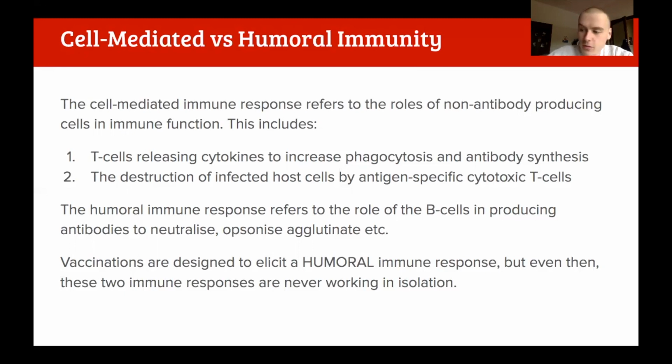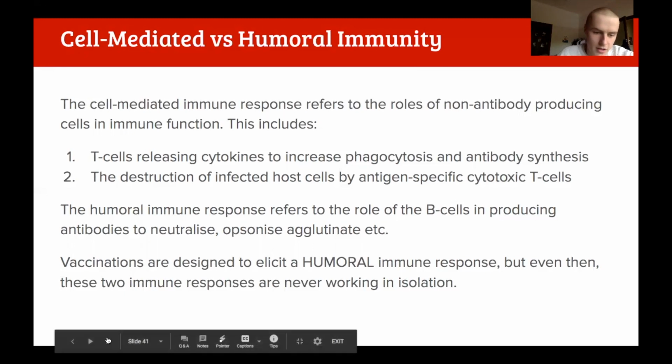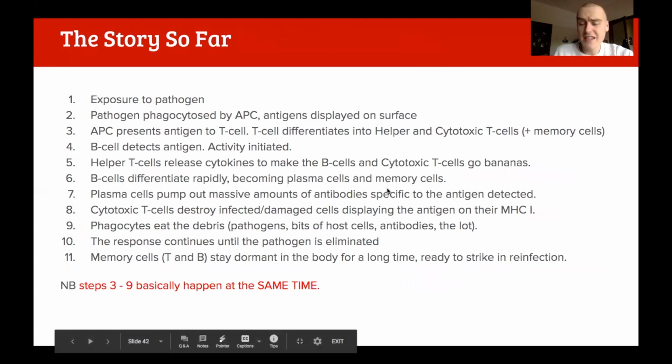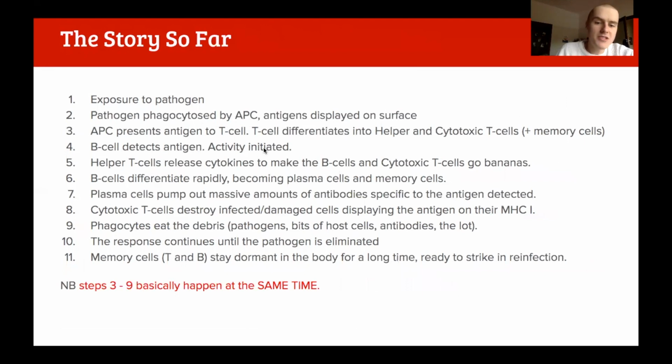So the humoral response refers to the antibody-related immune response. In essence, what happens on the whole, in a little more detail than the first slide, is we get exposed to a pathogen, which gets phagocytosed by our APCs, and then they display parts of that pathogen on their surface. Those parts are called antigens or epitopes.